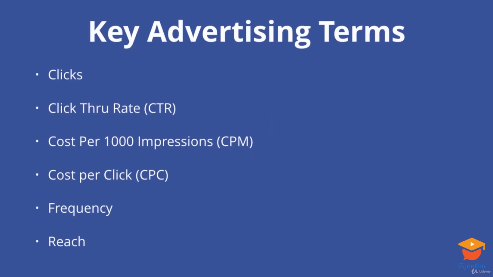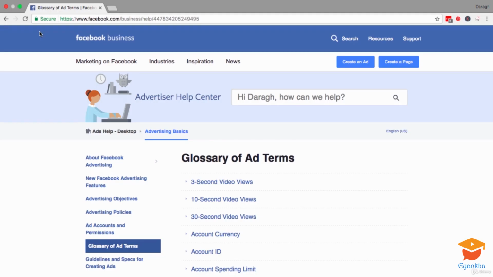These 6 terms that you have learned will help you determine which ads are performing well and which ones need some refinement. And for a full list of definitions and terms used by Facebook, you can check out the ad glossary as shown on screen. I'll put a link to it in the resources section of this video as well.